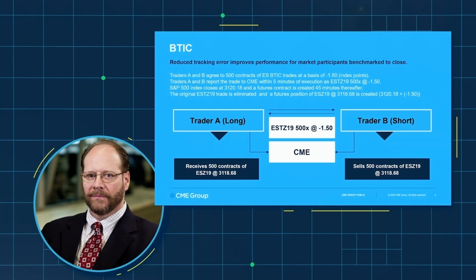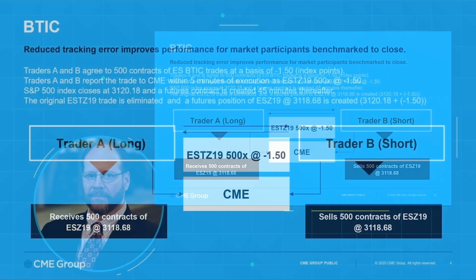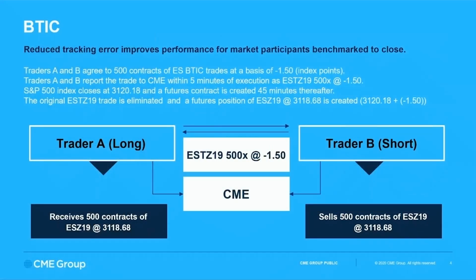Here are the mechanics. The basis itself is very, very tame in terms of its intraday trading. With the exception of high periods of volatility in the index or high volatility in the expectations of forward dividend payments, the basis is very, very tame. So if we agree as traders that we're each going to transact 500 contracts of the E-mini S&P, and we agree to a basis equivalent of negative 1.5 index points, we can do this trade and report it to CME within 5 minutes of execution.